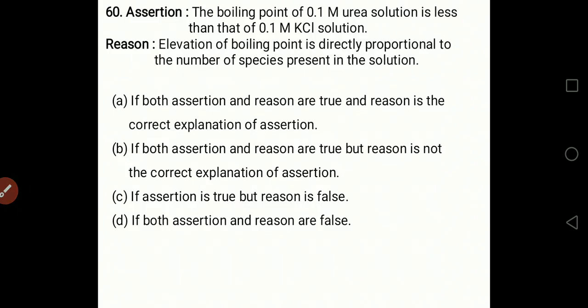Last question, 60th, assertion reason type. Assertion is the boiling point of 0.1 m urea solution is less than that of the 0.1 m KCl solution. Yes or no? See, boiling point depends on the number of solute particles. Urea and KCl, if you say, urea cannot dissociate, but KCl can dissociate. Hence, remember, the assertion is correct. Then reason, elevation of boiling point is directly proportional to number of species. That is also correct. So answer is A, because both assertion and reason are true, and reason is the correct explanation for assertion.